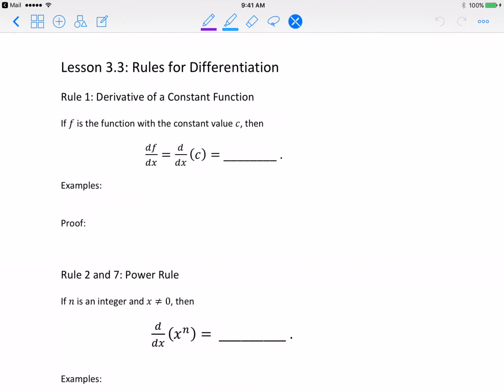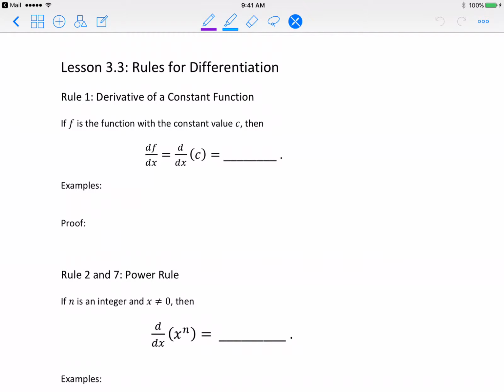In this video, on lesson 3.3, rules for differentiation, we will be going over various shortcuts or rules that have to do with finding the derivative or differentiating constant functions, power functions, polynomial functions, some rational functions, the products of polynomials, and even root functions.